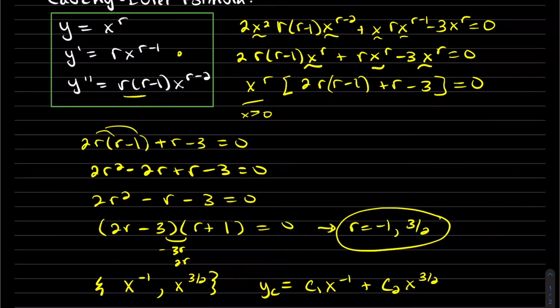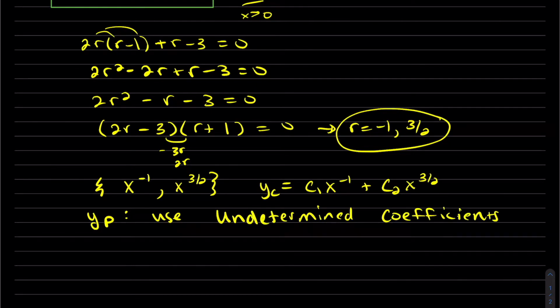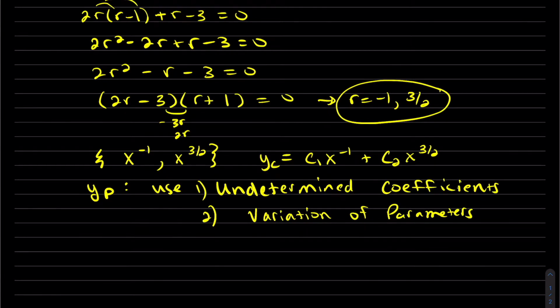Now for our yp, we can use undetermined coefficients. The second is variation of parameters, and basically it's just the two methods we've learned in previous videos. I'm going to go ahead and work out undetermined coefficients here, and if you want to work out variation of parameters, you get the same thing for yp. You can also check it in my notes.